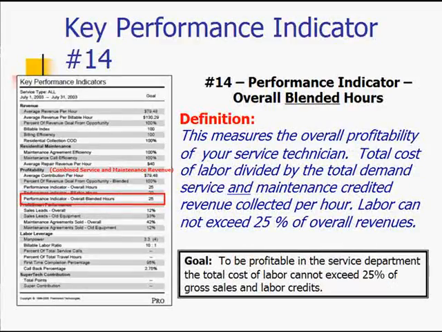Key Performance Indicator 14. Performance Indicator Overall Blended Hours. And again, here we're combining the income from the maintenance portion of your business as well as demand service. When we take all of the labor cost and divide it by the total demand service and maintenance credit per hour, again, labor cannot exceed 25%. To be profitable in the service department, total cost of labor cannot exceed 25% of gross sales and labor credits.